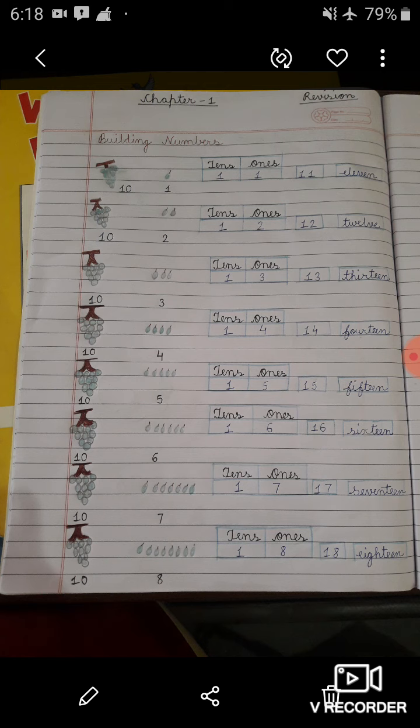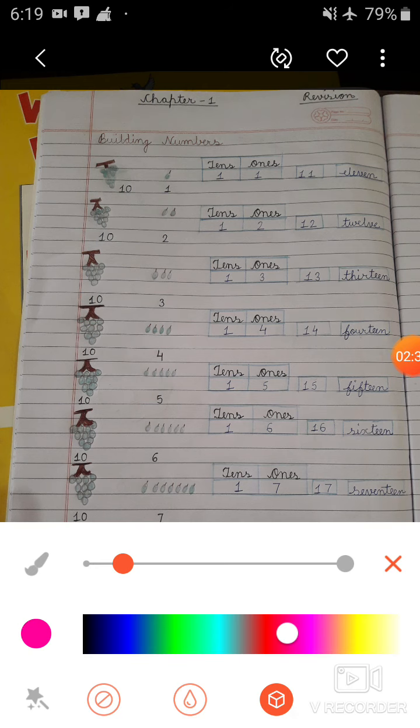a picture like this. First, we are going to discuss the numbers more than 10. First of all, you have to draw a picture of a bunch of grapes having 10 grapes. Then you have to draw one more grape and write like this.